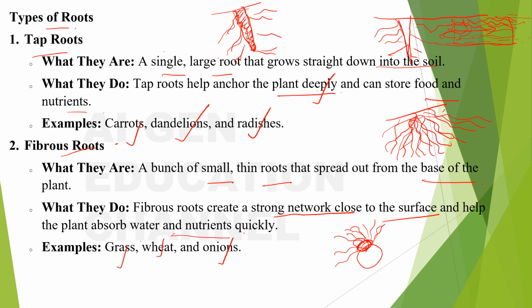So this is about the tap roots and the fibrous roots. What are the examples? Carrots, dandelions, radishes. Here grass, wheat and onions. So as I have mentioned, when the water is so deep, the groundwater can be easily accessed with these type of roots. But here, if the water is shallow, just near the top surface, that one can be used because it will grow wider, though it can't go deeper.